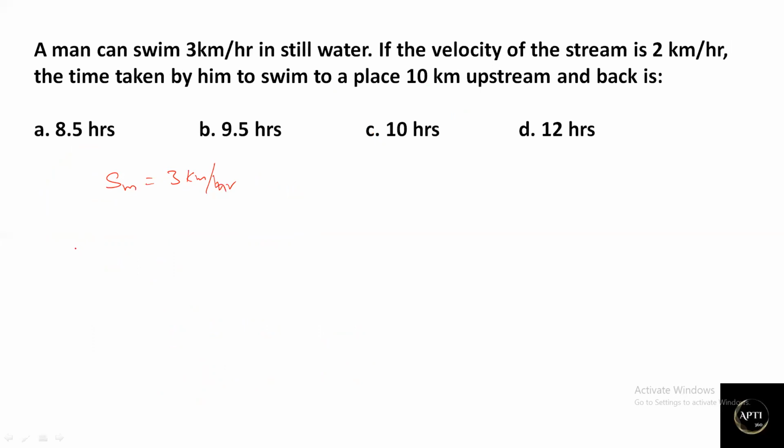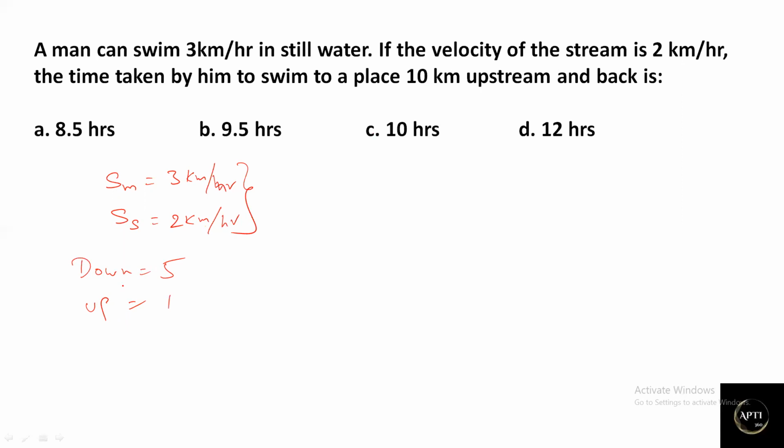The velocity of the stream is 2 kilometers per hour, which means the speed of the stream is given as 2 kilometers per hour. If we know these two, we can find downstream and we can find upstream. What will be the downstream? Downstream means 3 plus 2, 5. What will be the upstream? 3 minus 2, 1. Okay, so almost we are done.